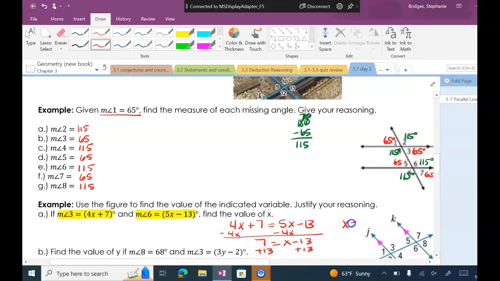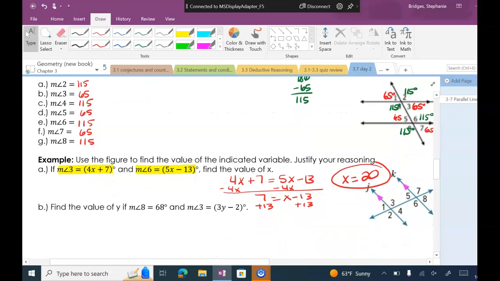What'd you get? X equals 20. I want you to do the same thing for B. You're still looking at that picture. This time we're talking about angle 8 and angle... Ooh, we're going to have to talk about this one together. Sorry. I thought you could do this by itself, but I think we're going to need to talk about it.